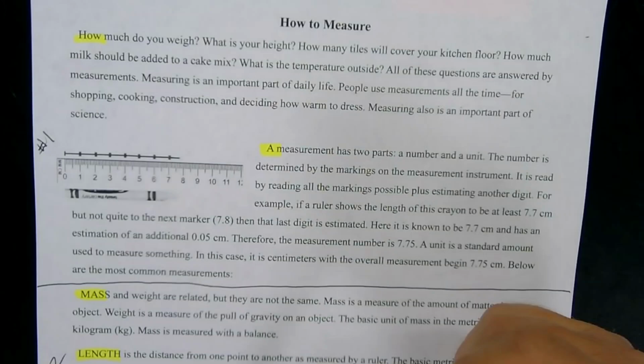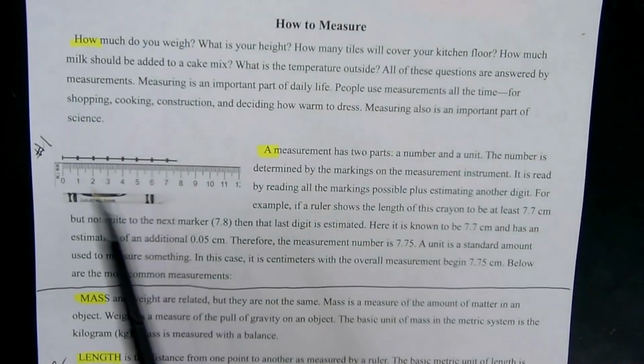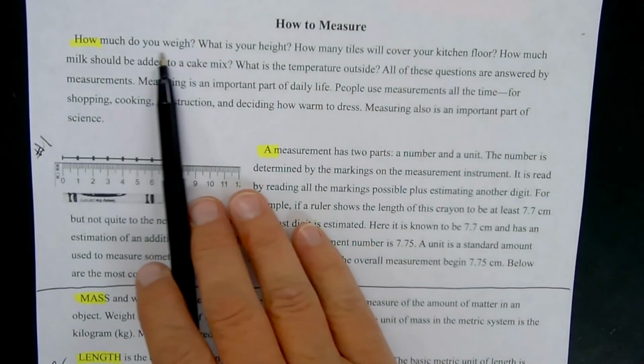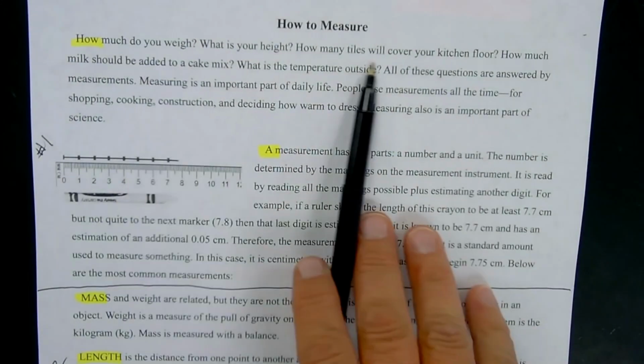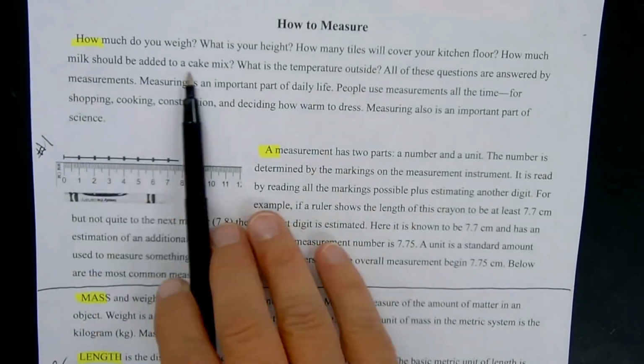So we needed 2 for chunk number 1 and 2 for number 2. So I'm going to read this a little bit, and I'm going to do 2 of these up in here for you guys, and then you'll be left to finish it off. It says, how much do you weigh? What is your height? How many tiles will cover your kitchen floor? How much milk should be added to a cake mix? What is the temperature outside? All these questions are answered by measurements. Measuring is an important part of daily life. People use measurements all the time for shopping, cooking, construction, and deciding how warm to dress.